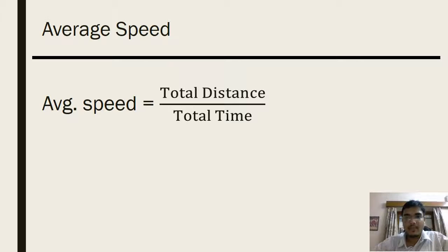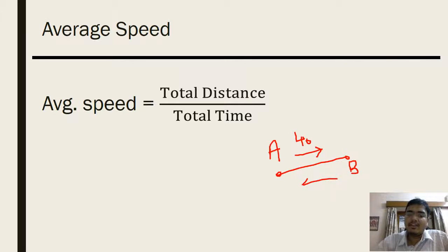Right? Let us look at the concept of average speed now. Average speed differs from normal average. How? If I tell you an object moves from A to B at a speed of 40 kilometers per hour, and it returns at the speed of 60 kilometers an hour.